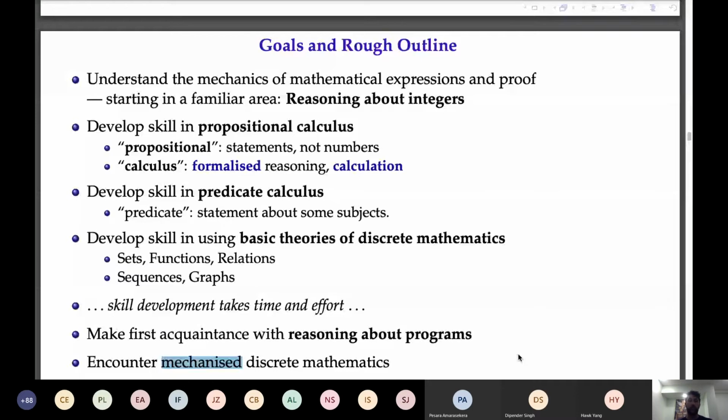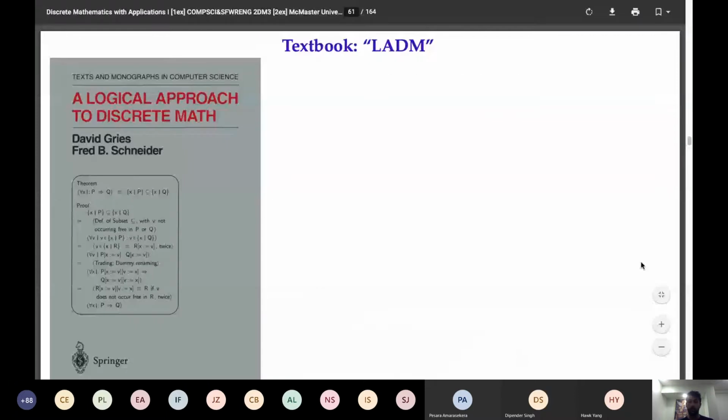Okay. So the book we're going to be using is called A Logical Approach to Discrete Mathematics by David Gries and Fred Schneider. It's a delightful book. It's quite delightful. It's really easy to read. It's interspersed with historical notes, and it really is a pleasure to read. Even chapter 0 is highly recommended. So I hope you will follow along in the book.